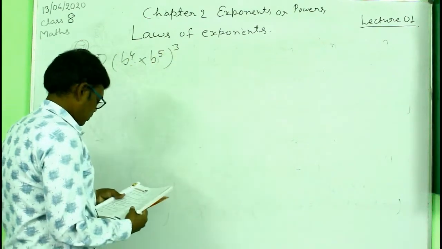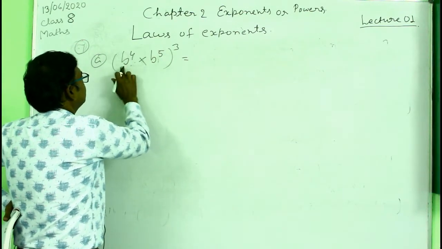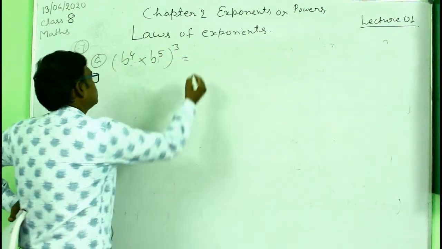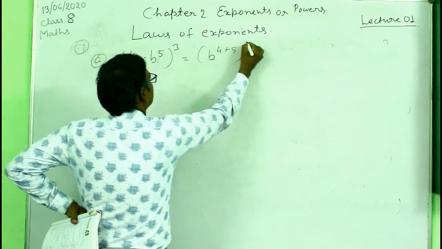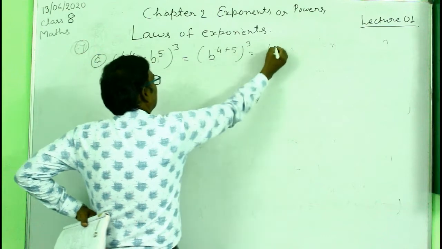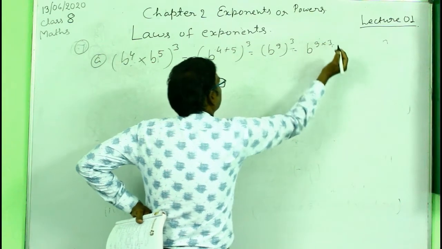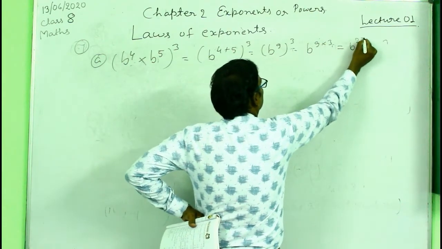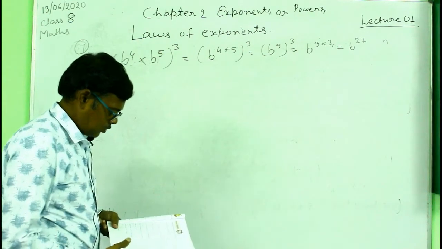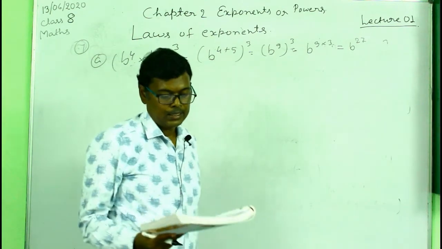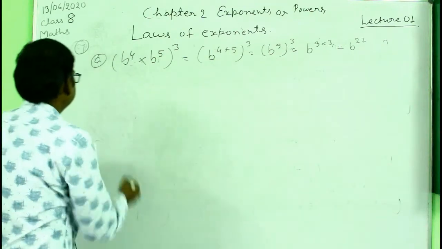So first simplify the inside of the bracket. So here in this the base is same, that is b here. So b to the power 4 plus 5 and to the power 3, and that will be b to the power 9 and then power 3, that will be b to the power 9 into 3, that is b to the power 27 is the answer. So in this way you will simplify, and you must learn the formula and then use the formula and solve all the questions. So next question is B.